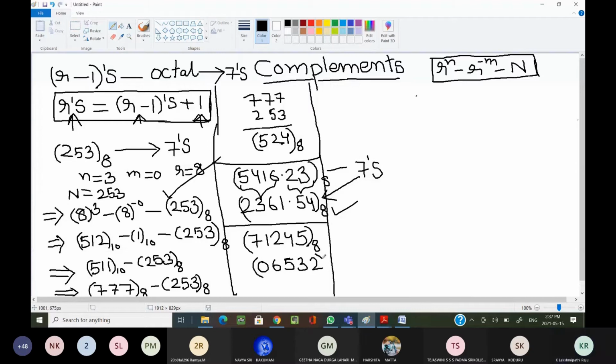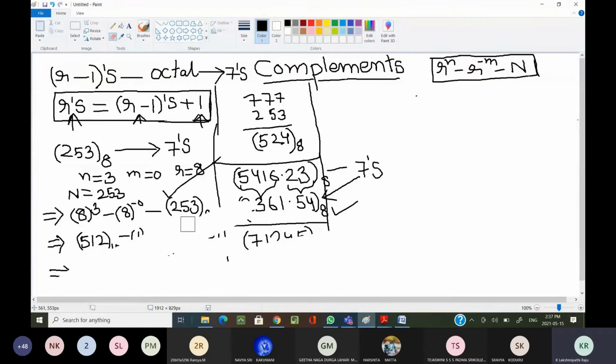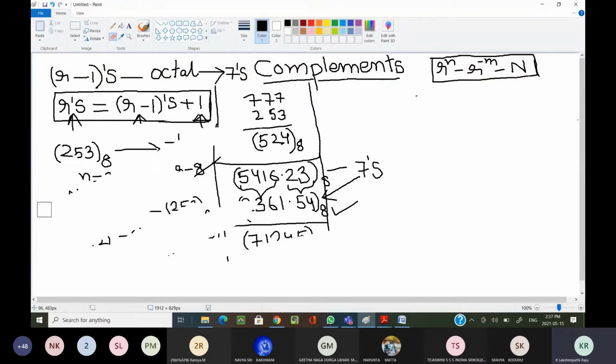Everyone, are you following what we are doing? Okay. Now, I hope there is no need to do other problems. That's all for r minus 1's complement of the octal number system. I hope everyone is noting down all these things in your notebook. Please note down all these things, because I already told you so many times, it will help while preparing from the examination point of view.